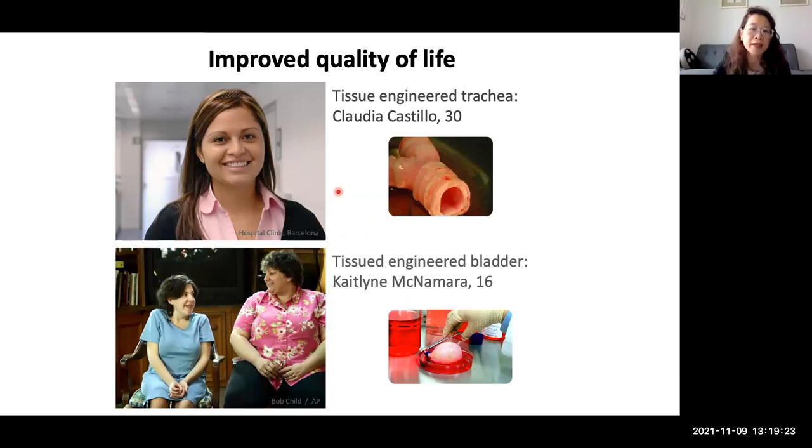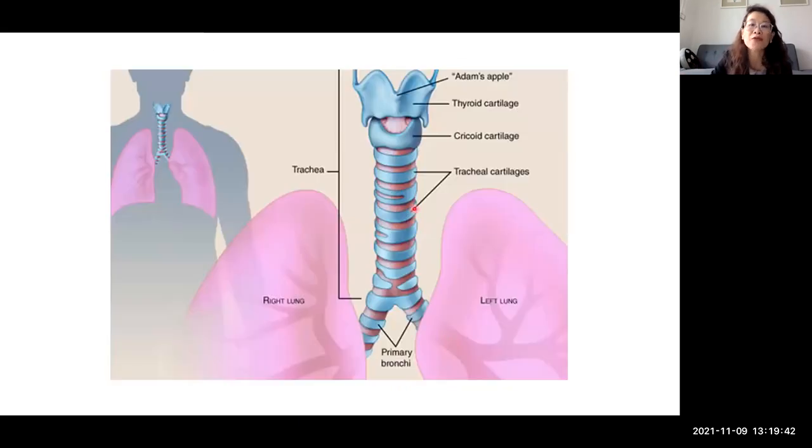And the second case, now I think she's almost 30 years old, and I think she has survived. But back then she had a problem with her bladder. So this is her bladder that was recreated in the lab. So let's go to the first lady.